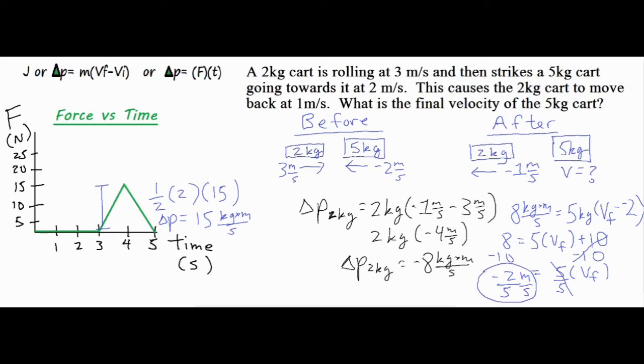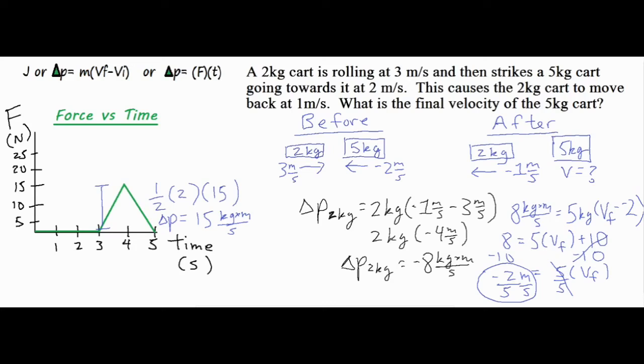There we go. I got my final answer. It is -2/5 meters per second. And the way I did that is, as I said before, the change of momentum of one object was -8. Therefore, the change of momentum for the other object is +8. And then I set that equal to m times parentheses Vf minus Vi. So it's minus -2, which is basically just +2. So I distributed that 5, which gave me 5 Vf plus 10, subtracted 10 from both sides, divided both sides by 5, and then I got my final velocity of -2/5 meters per second.